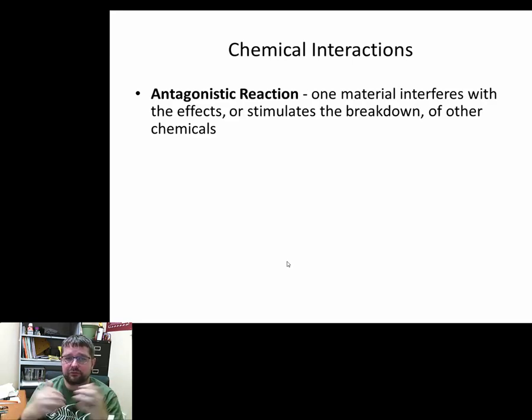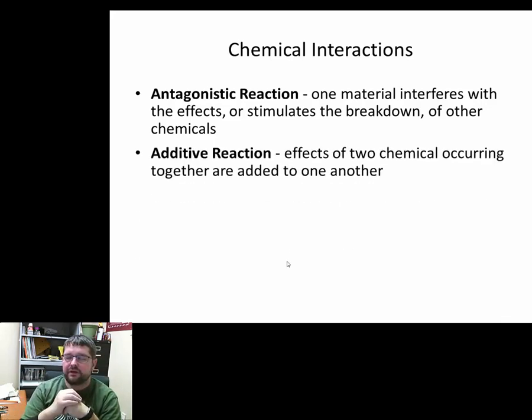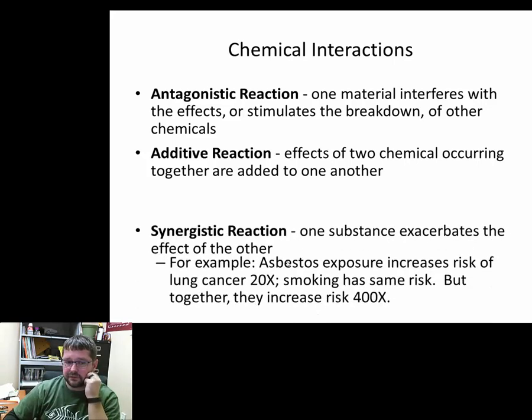And so you can have different types of reactions, like antagonist reactions, where one material will interfere and affect another material. So you might have a material that causes another material to break down when they come into contact with each other. You can have additive reactions where two chemicals that normally aren't together, when they come together, have an additive effect, which can be toxic.